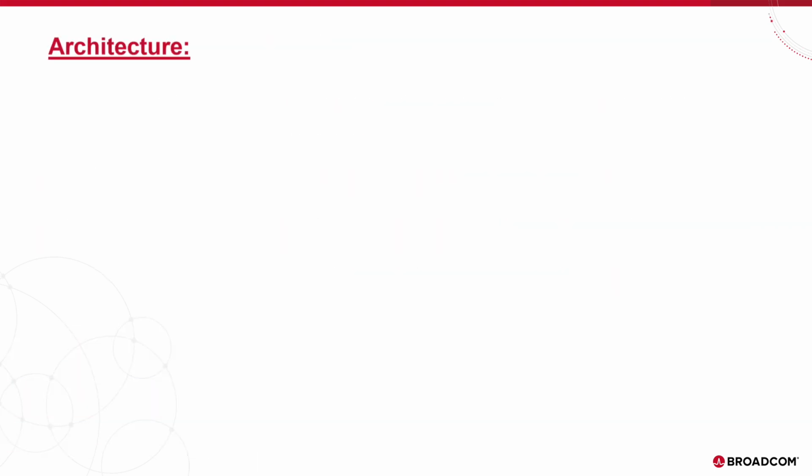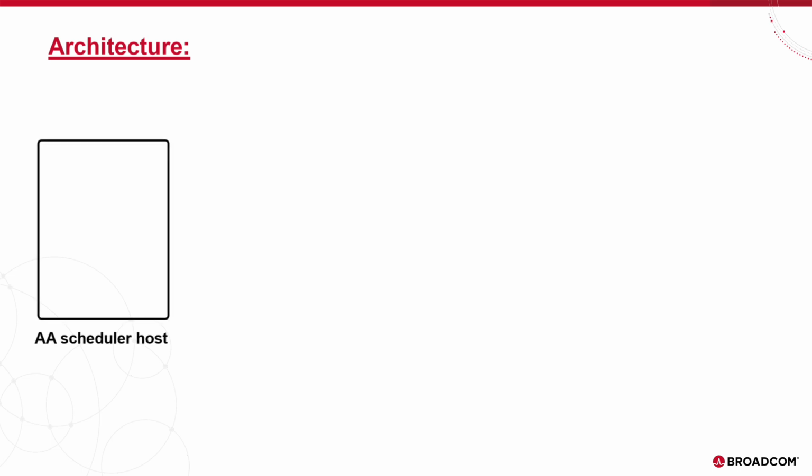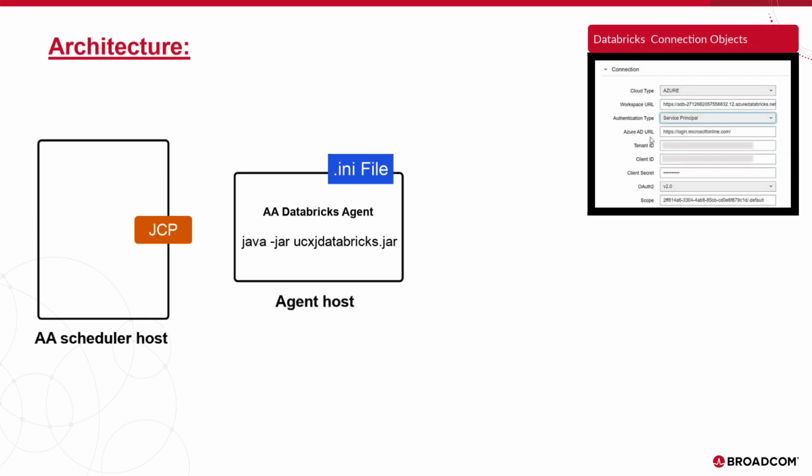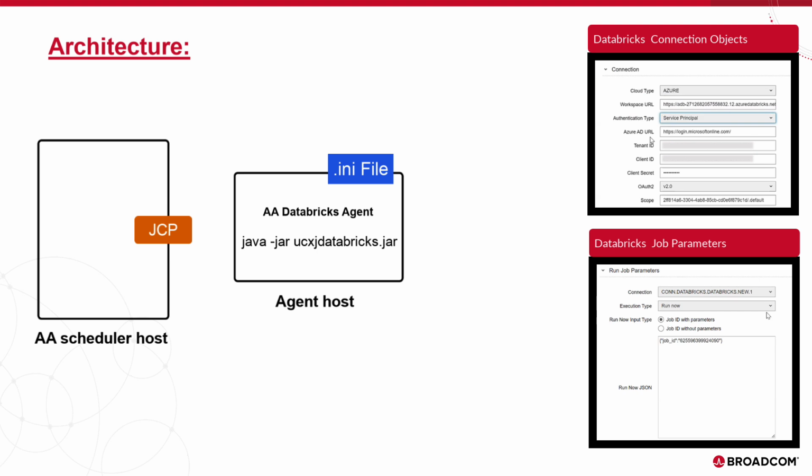A conventional architecture involves two systems, the Automic Automation host and a dedicated system for the agent. The agent is configured with a simple INI file containing standard values: system, agent name, connection, and TLS. When we start the agent, it connects to the engine and it adds two new objects to the repository: a connection object to store the Databricks endpoint and login data, and a job template designed to trigger Databricks jobs.